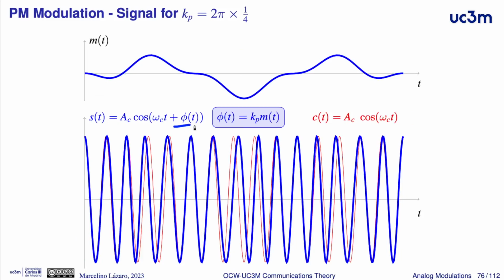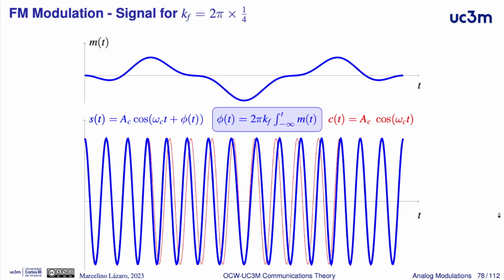Summarizing, the position of the modulated signal with respect to the carrier depends on the sign of phi of t. For a phase modulation, this sign is equal to the sign of the modulating signal, and in a frequency modulation, the sign of phi of t is given by the sign not of m of t, but the sign of the integral of m of t.